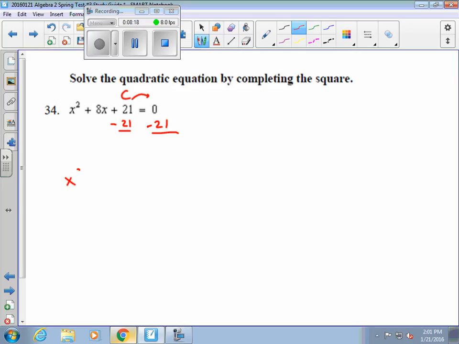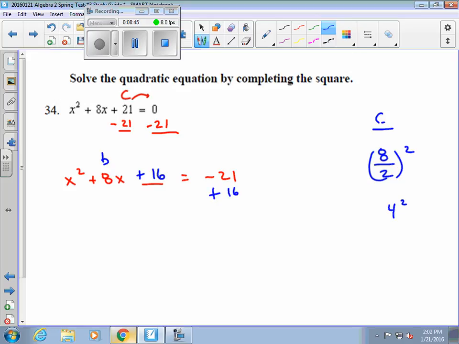Now what we have is something that says x squared plus 8x plus C is equal to negative 21. We need a new C value. So we're going to create a new C value by taking whatever B's value, in this case 8, dividing it by 2, and squaring it. 8 divided by 2 is 4, and 4 squared is positive 16. That is our new C value. But remember, when you add 16 to one side, you must add 16 to the other side as well. So negative 21 plus 16 is negative 5.